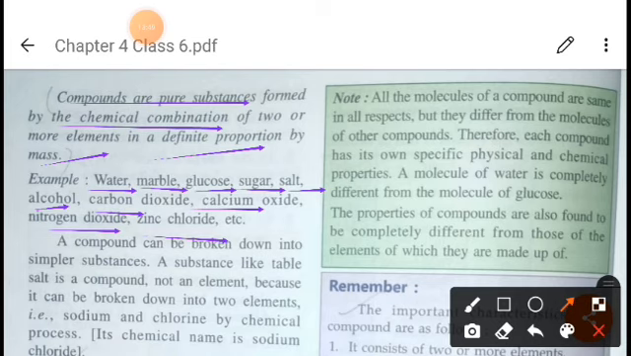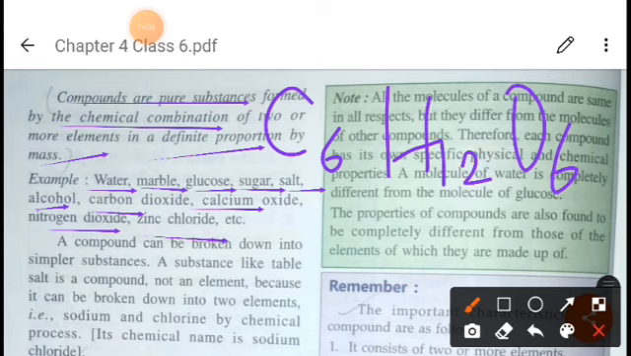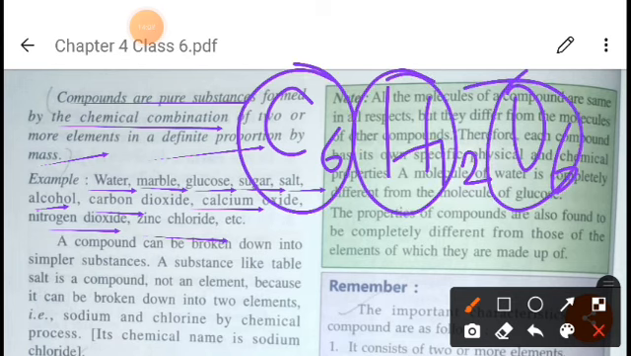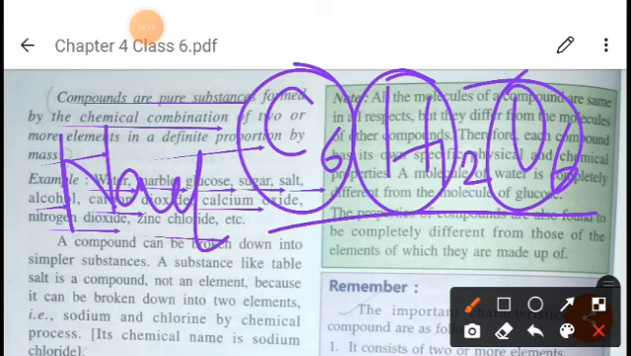And how have they formed? Water is made up of oxygen and hydrogen. In the same way glucose is C6H12O6, so it is made up of carbon, hydrogen and oxygen. When we talk about salt, NaCl, this is sodium chloride, made up of sodium and chlorine. This is also a compound.